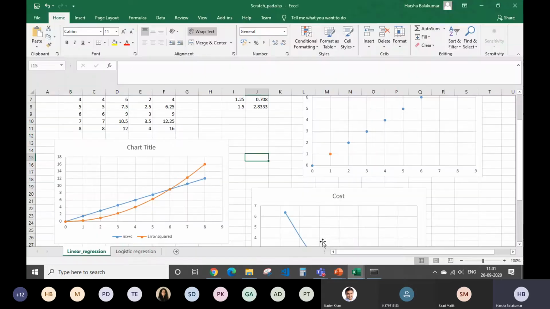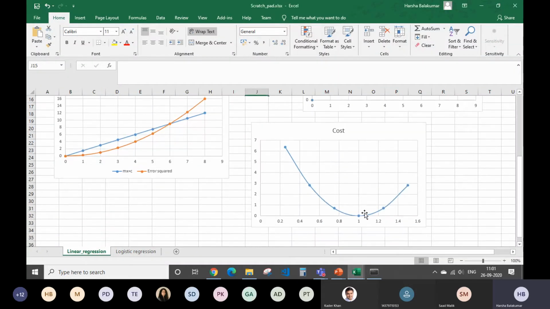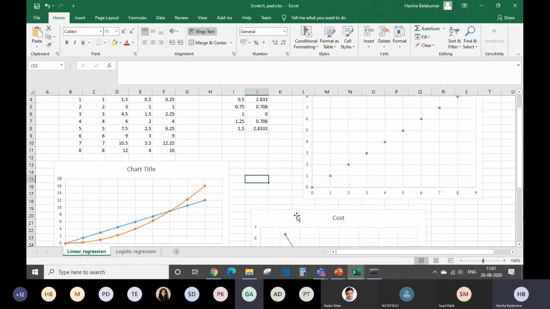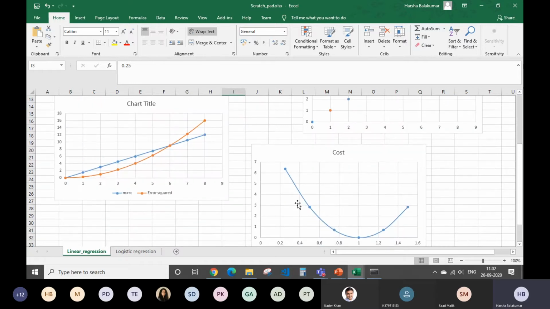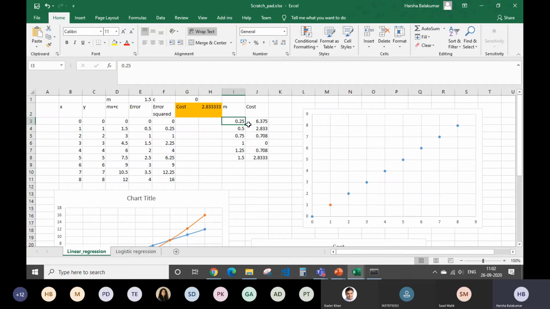Okay, I'll explain with the Excel sheet itself. That will be better. So what we did here was we took the initial value of m to be 0.25. Since we know what the equation is, we know that we need to get m to 1. But when a model is trying to find it, it wouldn't know. So we start with some arbitrary value, which is 0.25. It finds the cost function there, and then it goes to another value of m.